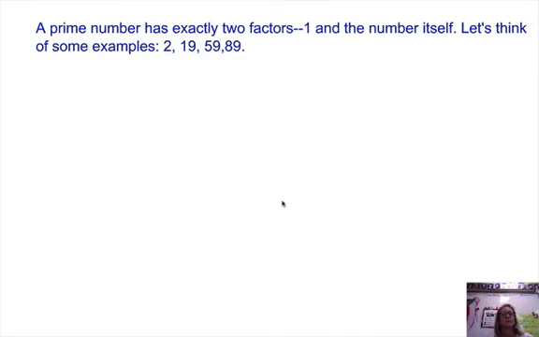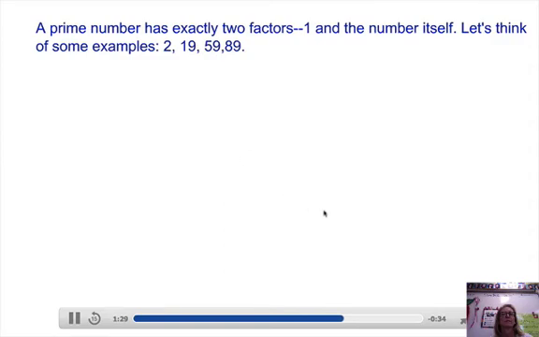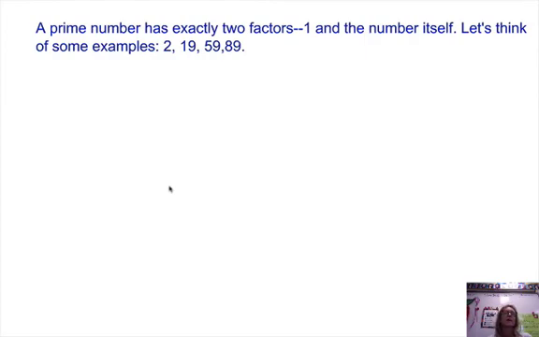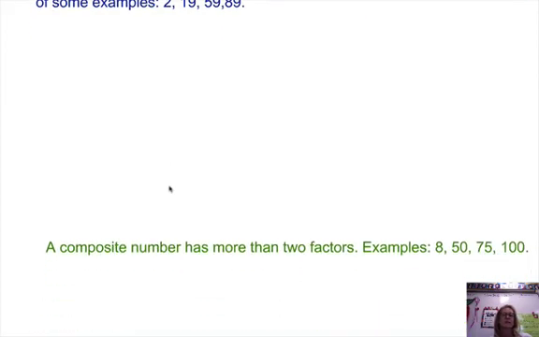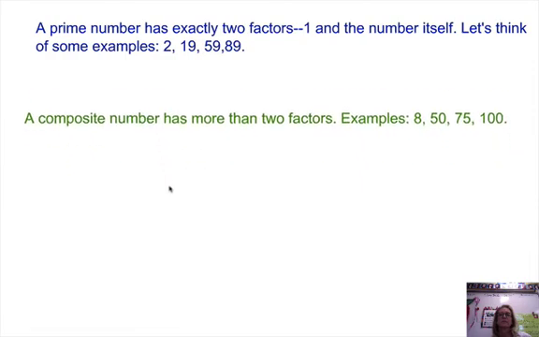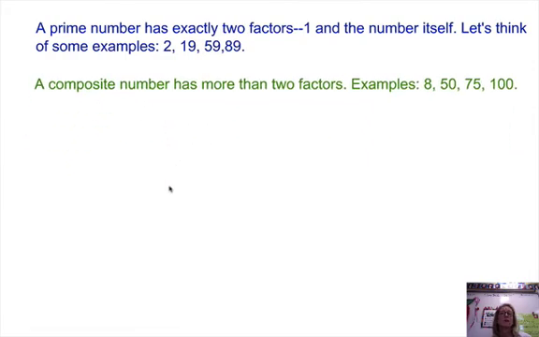So by definition, a prime number has only 2 factors, 1 and the number itself, and then composite numbers have more than 2 factors, and there are lots and lots of examples of composite numbers. I've just listed 4 here: 8, 50, 75, and 100.